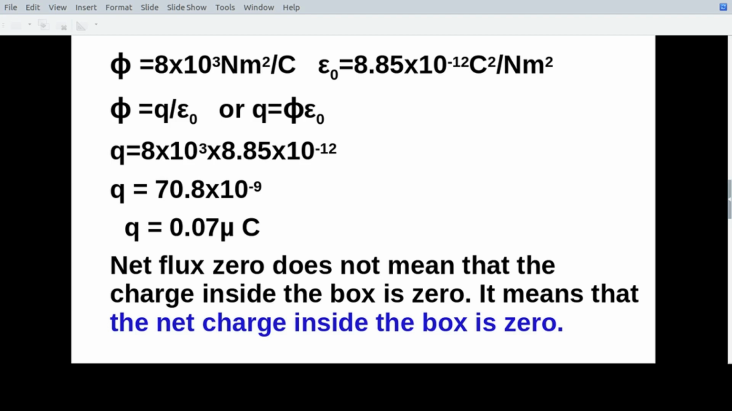Net charge is equal to 0. But there are two charges, a positive charge and a negative charge, which are equal in magnitude. So, there are charges inside the box, but net charge inside the box is equal to 0. Then the flux will be 0. If the net charge is equal to 0, the flux will be 0, but it does not mean that there are no charges inside the box. Clear?